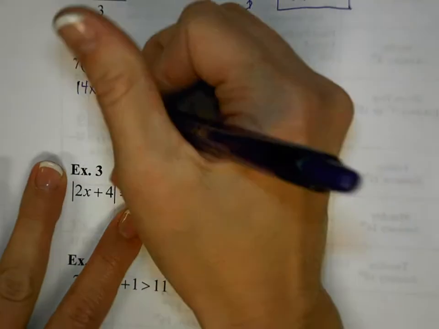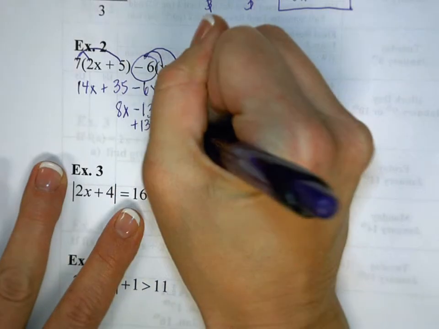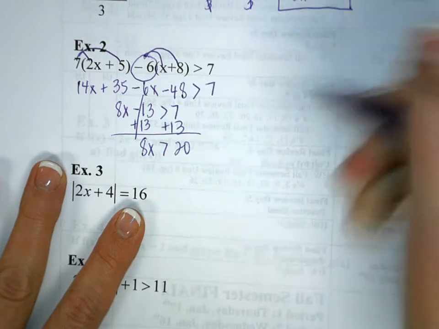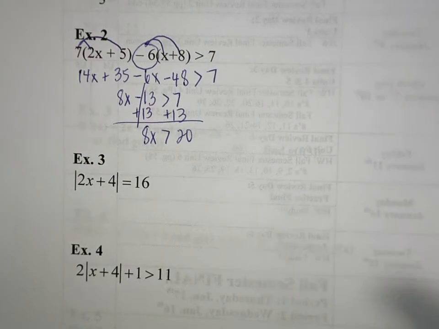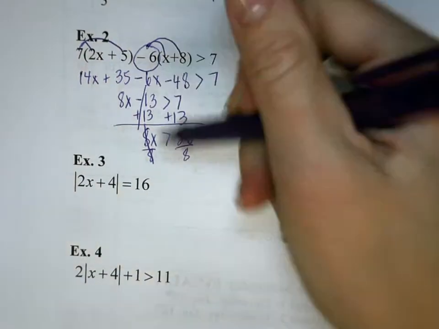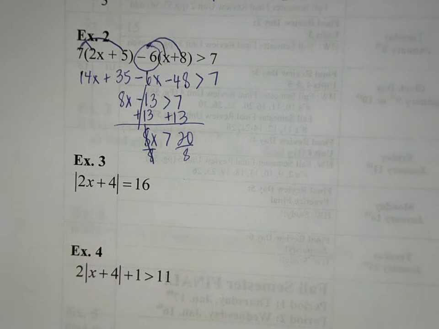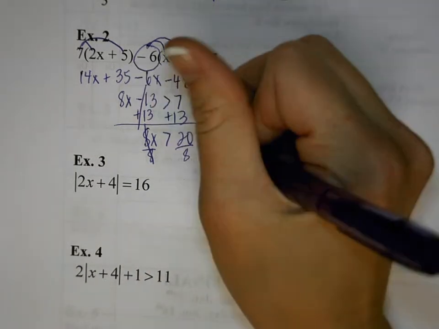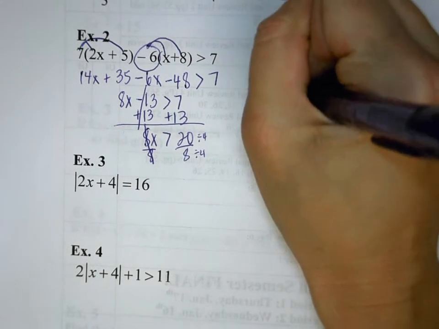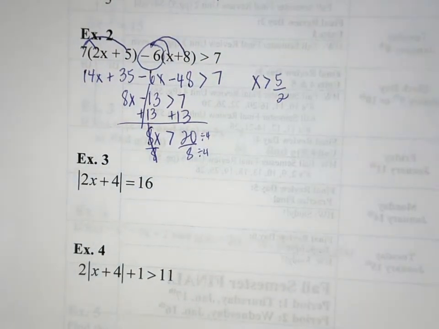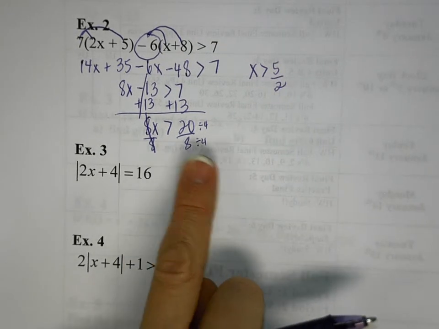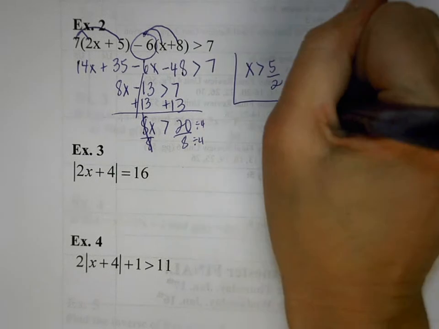Okay, next we add 13 to both sides. So now I have 8x is greater than 20. And my last step is to do what? Divide by 8 and reduce. Can 20 over 8 reduce? Yes. What can I reduce by? We can reduce by 4. Good. So I'm dividing by 4 to the top and the bottom. So I have x is greater than 5 over 2. Did I need to flip my sign here? No, it's only when the bottom number, the number you're dividing by, is a negative number. Okay, so that's my answer.